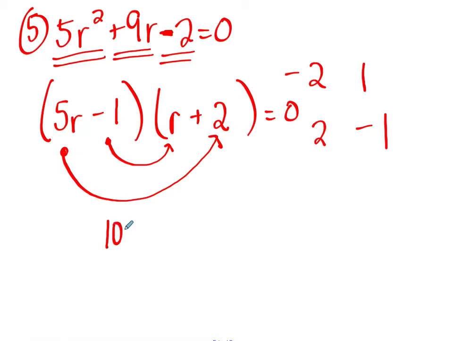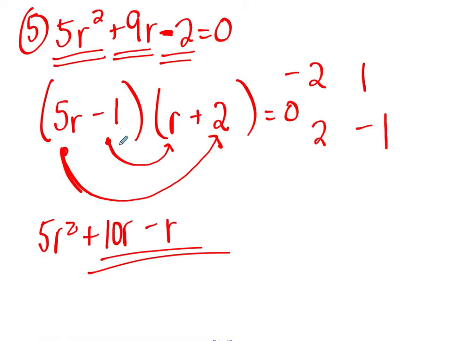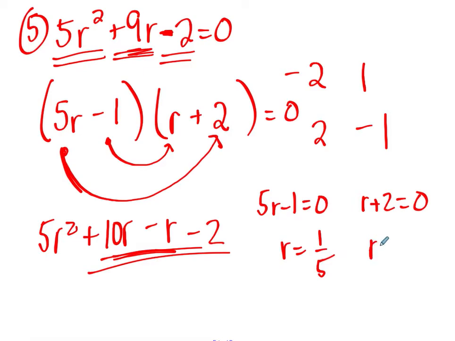Because that gives me 10r and then minus r, which is 9r. Where did you get 10? 5 times 2. Oh right. When I'm checking it, 5r times r is 5r squared. Then 5r times 2 is 10r. Negative 1 times r is negative r. Negative 1 times 2 is negative 2. So that is the 9r. I've checked it, right? So now I set both of them equal to 0 and solve. Questions? Nope.